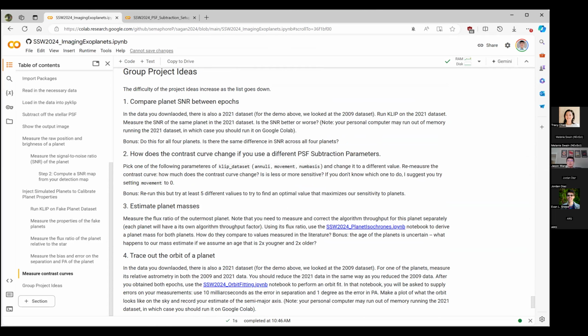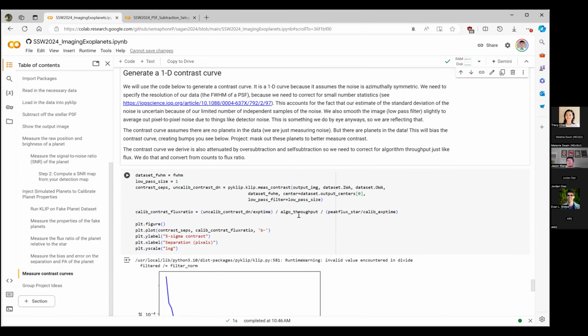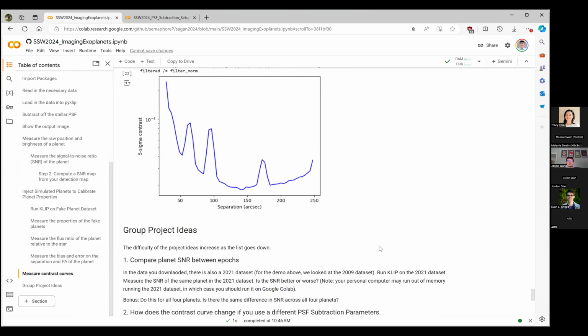I guess I'll pause here to see if there's any other questions about this section. Can I say more about what is going on under the hood when you do PSF subtraction with clip? I think that will be discussed more in the Tuesday morning tutorials. I don't have anything here. We're just treating it as a black box.